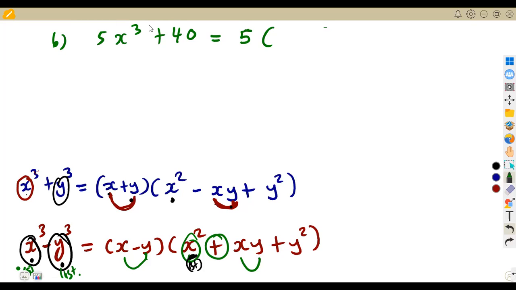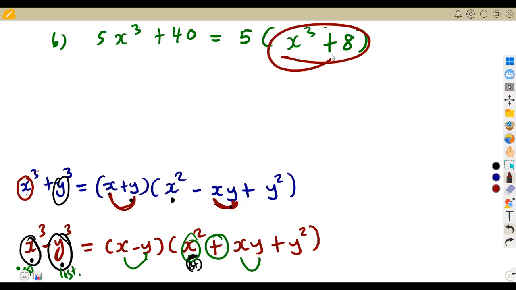So that's 5x to the exponent of 3 divided by 5. This will cancel. You remain with x to the exponent of 3 in that case, right? You do the same thing on this 40 that we have. If we divide this by the number that is outside, which is 5, you are going to obtain 8. So that is going to be plus 8 in that case.